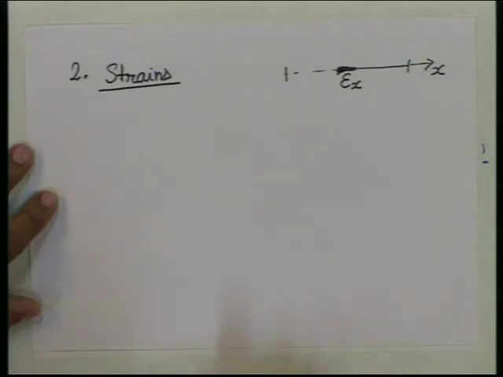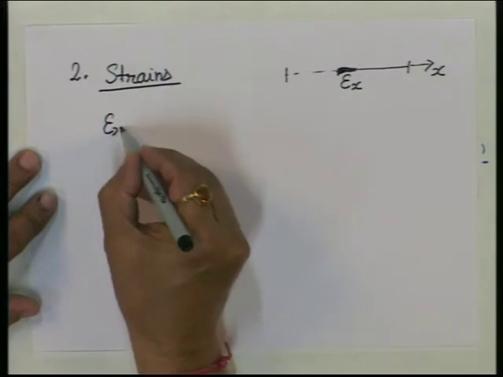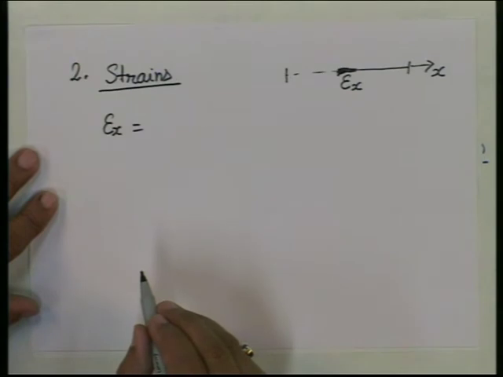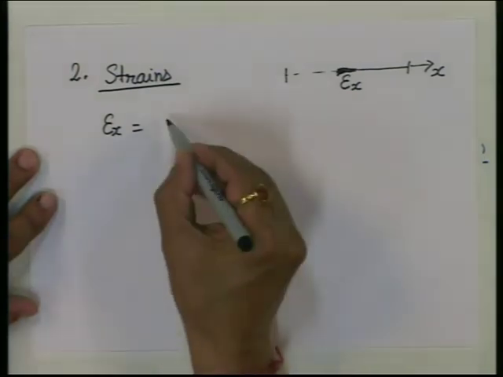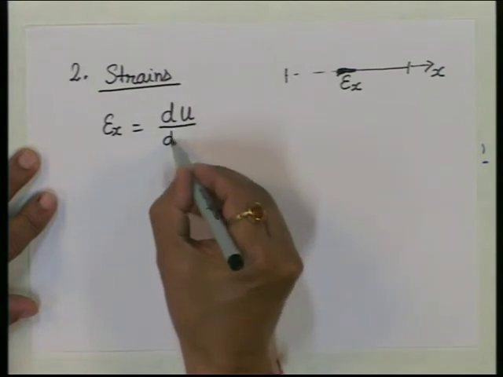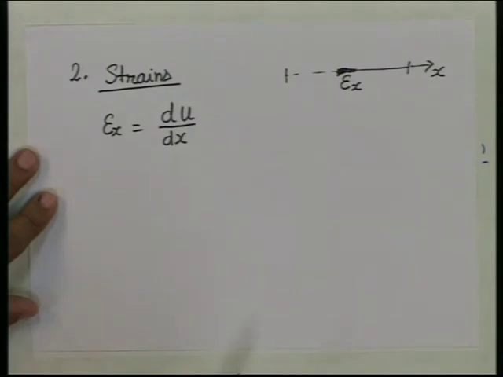So, it is only epsilon x. So, epsilon x is, how will you find out epsilon x? Epsilon x is derivative of displacement. So, it is du of dx. Why have I used here total derivative, not partial derivative?